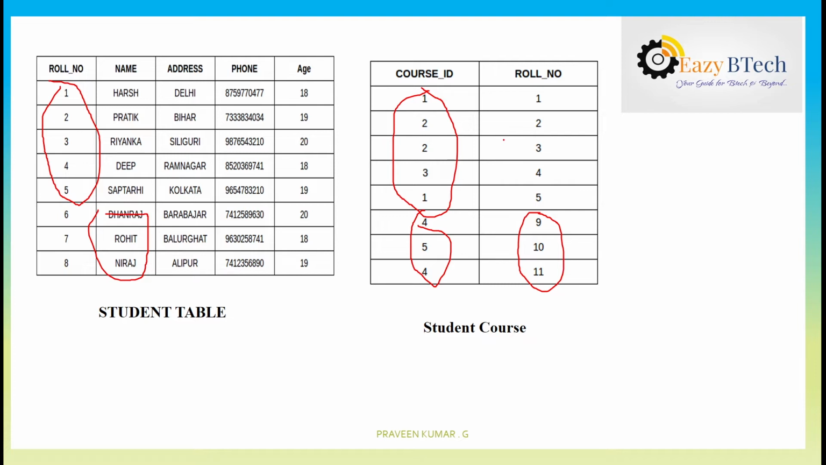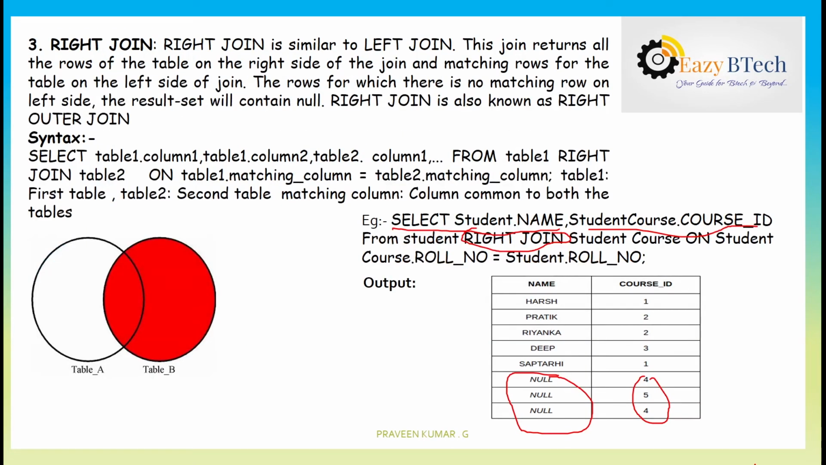Right outer join is nothing but the common values and all the values of the right table. Here we have the common ones. This exists, this exists, this exists, this exists. These do not exist, they do not exist, they do not exist. That's why here we get null values.